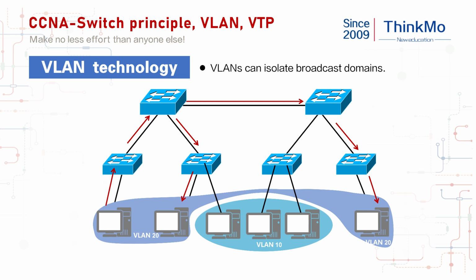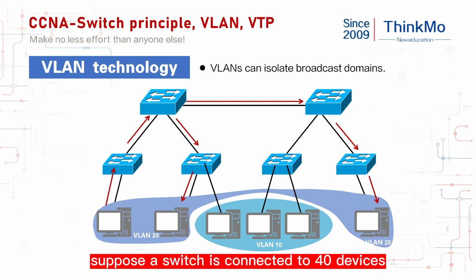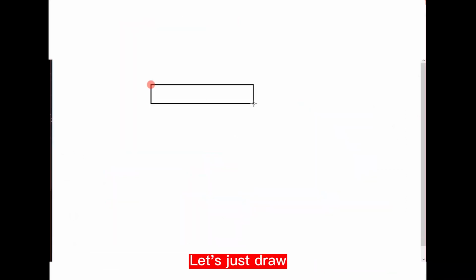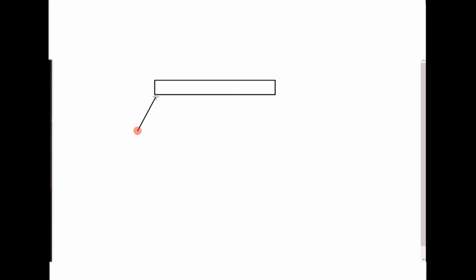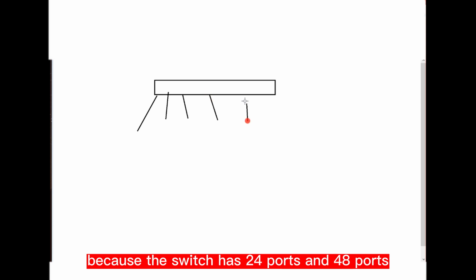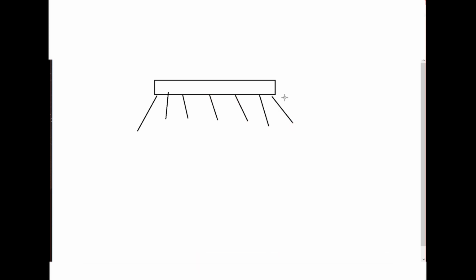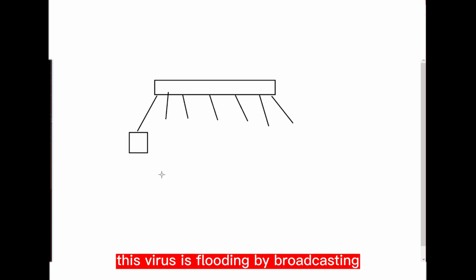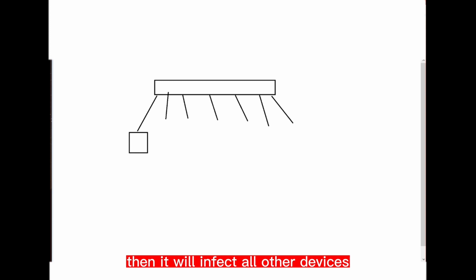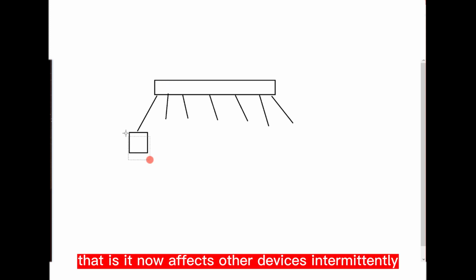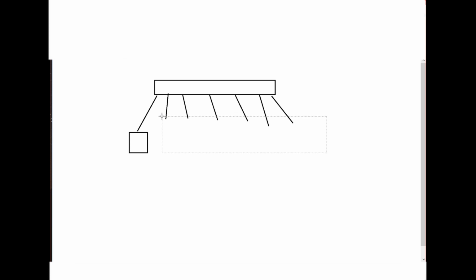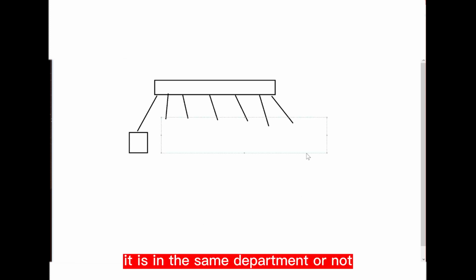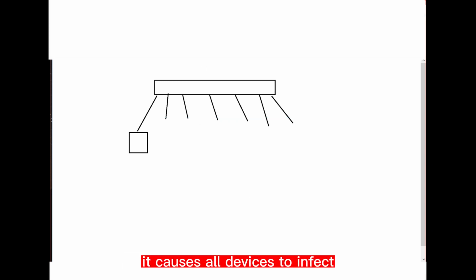In the future, many devices will be connected to one switch. Suppose a switch is connected to 40 devices. Let's just draw. 40 devices is a lot, because the switch has 24 ports and 48 ports. For example, now a device is infected with a virus. This virus is flooding by broadcasting. Then it will infect all other devices, regardless of whether they are in the same department or not. Everyone is connected on a switch, which causes all devices to be infected.